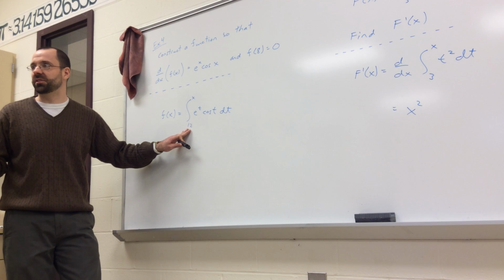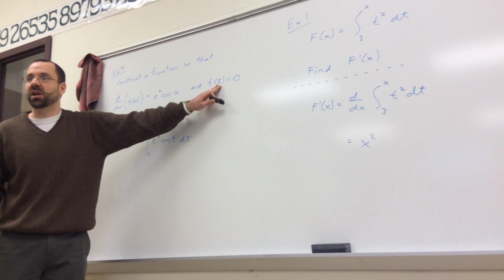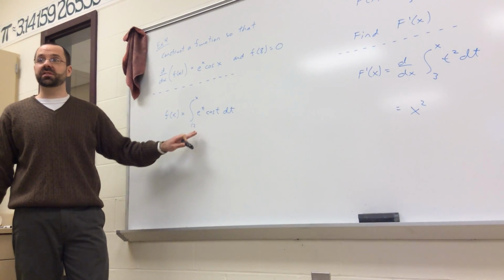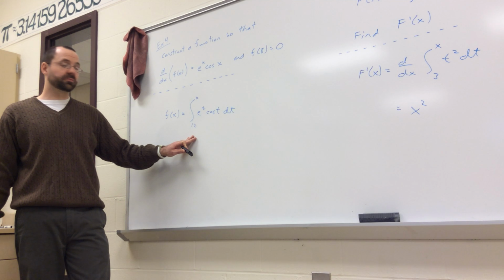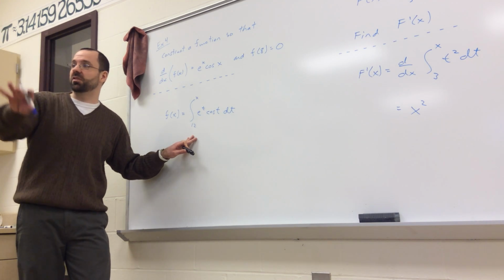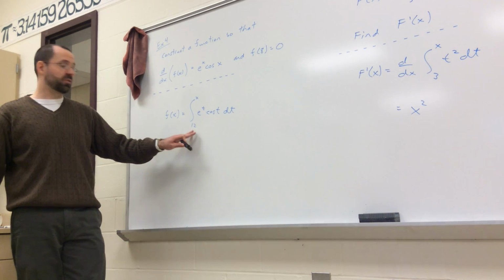Why do I want it to be 0? Because this is supposed to spit out 0 when I plug in 8, right? The area from here to here is supposed to be 0. How could an area be 0? If some of it was above the x-axis and some of it was below, right? They could cancel each other out. Is it 0? Okay, good. So I'm not done yet.